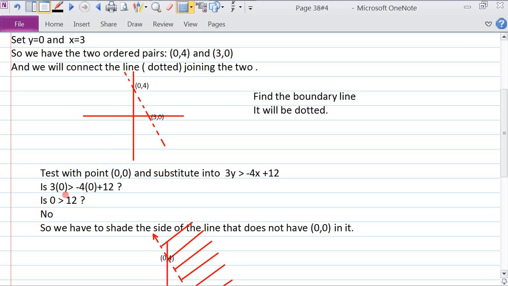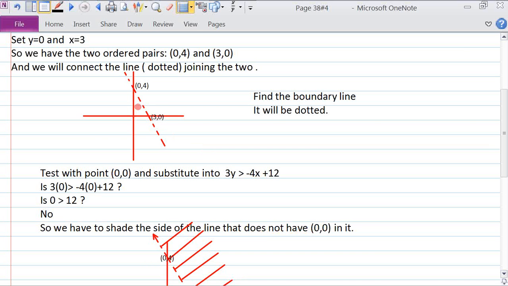3 times 0 is 0 on the left of the inequality. This term is 0, so we're left with 12 on the right side. Is 0 greater than 12? No, 0 is less than 12. It's not greater than 12. So the inequality using 0, 0 doesn't work. So we have to shade on the side of the line that does not have 0, 0 in it.